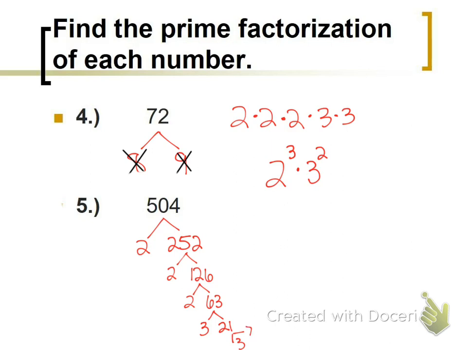Now, at the very bottom, I've got 2's, which are all prime, 3's, which are prime, and 7, which is prime. Remember, I'm ignoring any number that I broke down. So the original number and all these numbers that I broke down, I'm ignoring. So when I write my prime factorization, how many 2's do I have? 3 of them. So 2 times 2 times 2. How many 3's? 2 of them. 3 times 3.